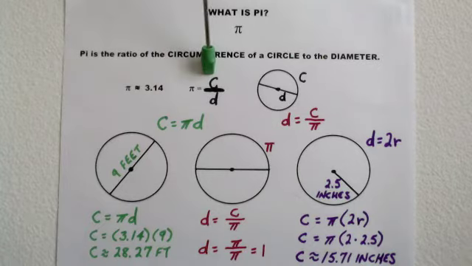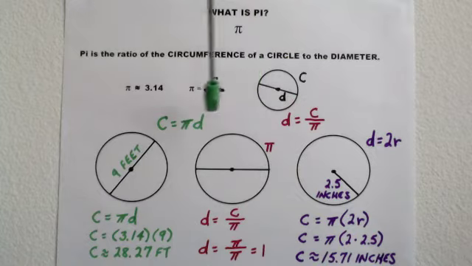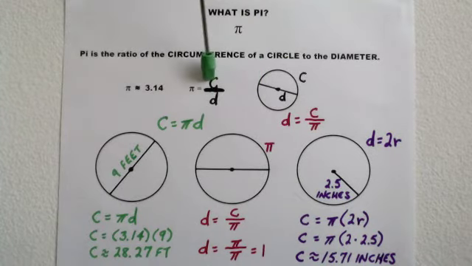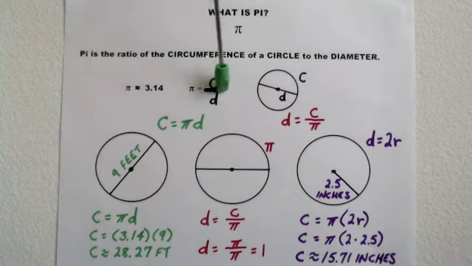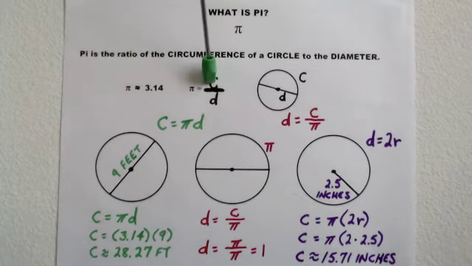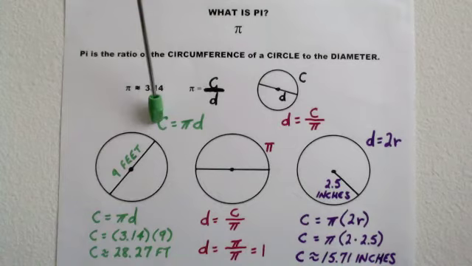If I want to figure out the circumference of a circle and I know the diameter, I can use this equation. To isolate C, I had to do the opposite of what's being done to C. It's being divided by D, so I must multiply by D to get C by itself. Whatever I do to one side of the equation, I must do to the other. So pi times D equals circumference.